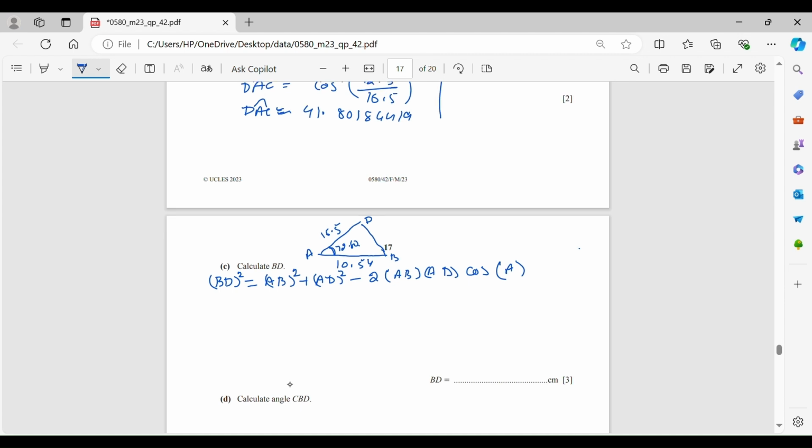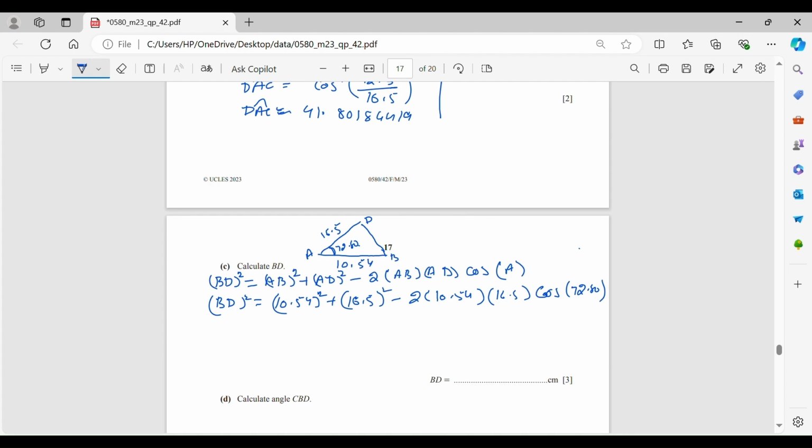So we will put all the values. BD square will be equal to, we will substitute the value of AB. AB is 10.54 square plus 16.5 square minus 2 times of 10.54 into 16.5 into cos A is 72.80, right? So we will use the calculator.